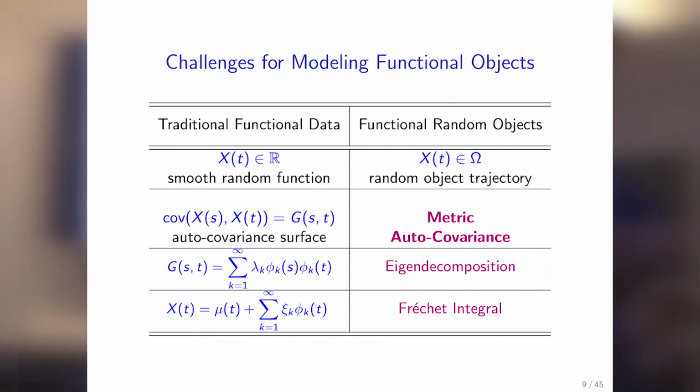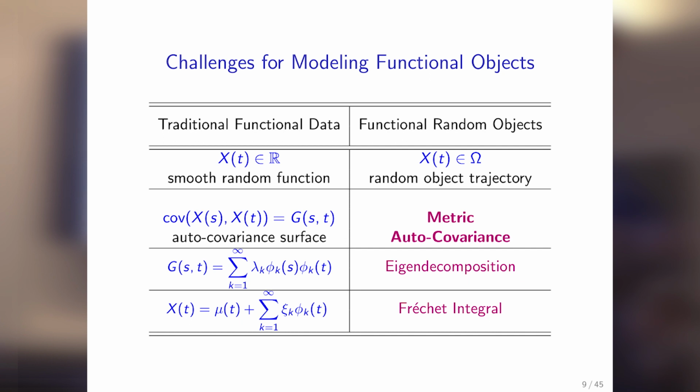And then the question arises: what can we do if we do not have a metric, if we don't have a Euclidean vector space? What's the metric equivalence? That will be the first challenge, which we call metric autocovariance. The second challenge is here: can we do an eigendecomposition, which we do in the functional case, where we decompose the autocovariance surface into eigenfunctions and eigenvalues? Is there something like that?